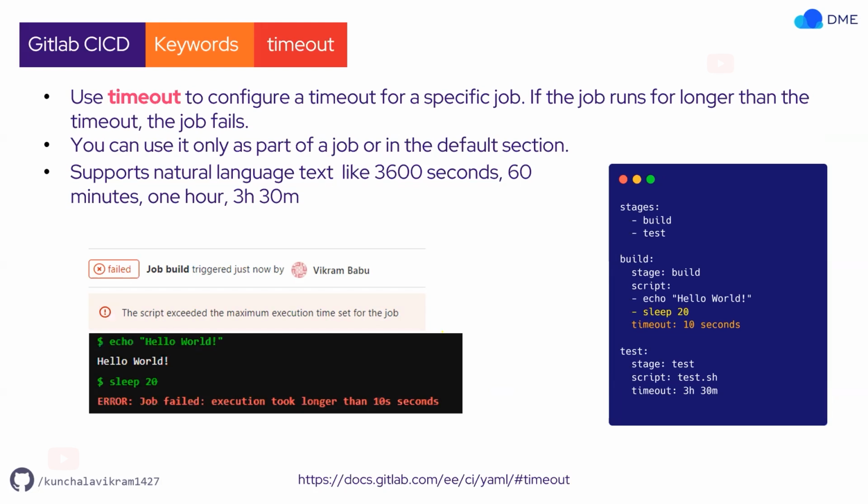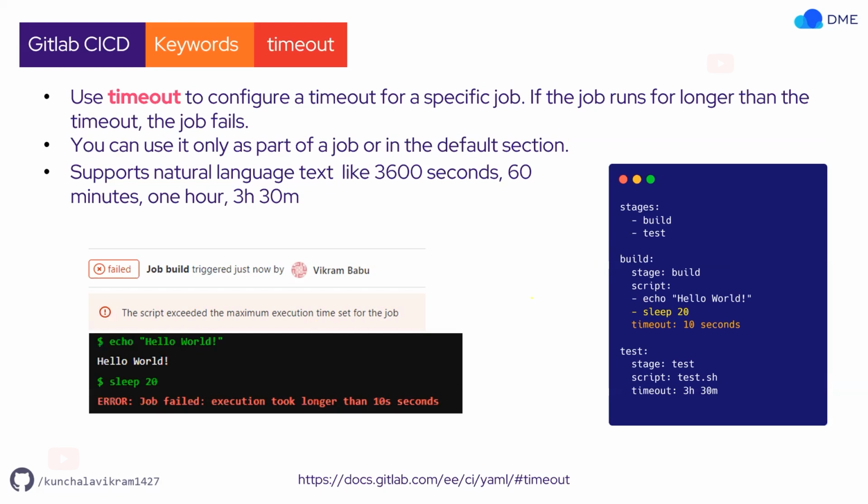And timeout. Timeout can be set at the global level, or it can be set at the job level. If you see there is this build job and I have timeout set to 10 seconds. You can use the same thing under the default. You can set the timeout here, then each job's timeout will be 10 seconds. Otherwise only this job will have a timeout of 10 seconds because it is defined under that particular job.